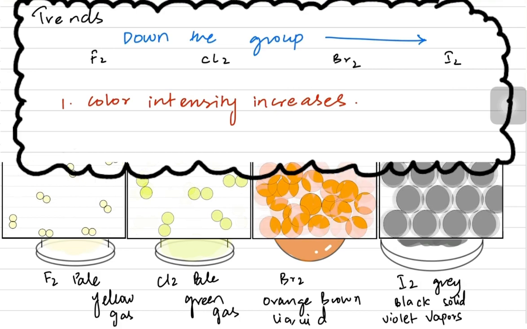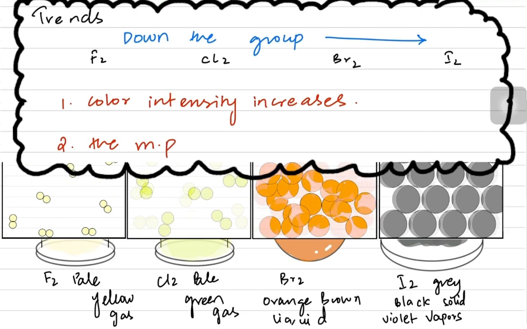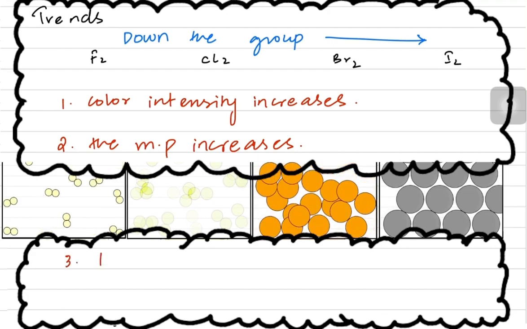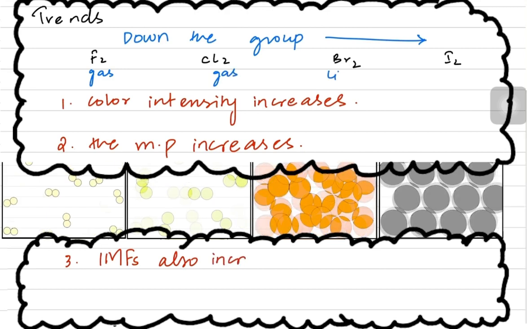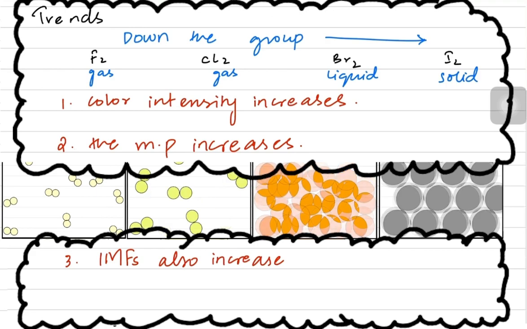Another trend is that the melting point increases. You can see that fluorine and chlorine are gases, bromine is liquid, and iodine is solid. This is because intermolecular forces also become stronger. Intermolecular forces increase. The iodine molecules are closer to each other than fluorine.